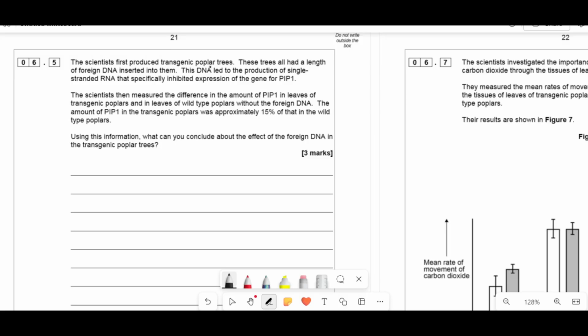The scientists first produced transgenic poplar trees. These trees all had a length of foreign DNA inserted, and this led to the production of a single-stranded RNA that specifically inhibited the expression of the gene for PIP1. The scientists then measured the difference in the amounts of PIP1 in the leaves of transgenic poplars and in the leaves of wild type without the foreign DNA. The amount of PIP1 in the transgenic poplars is approximately 15% of that in the wild type. Using this information, what can you conclude about the effect of the foreign DNA in the transgenic poplar trees?